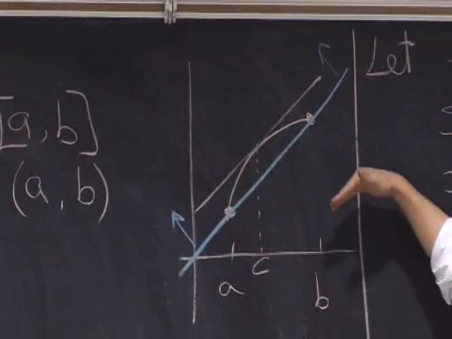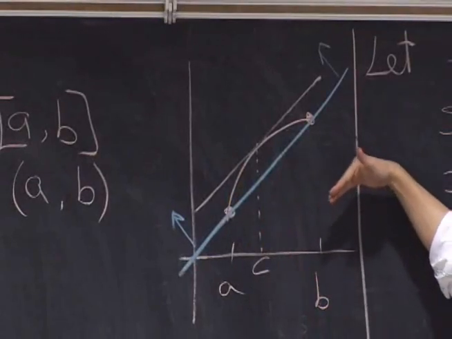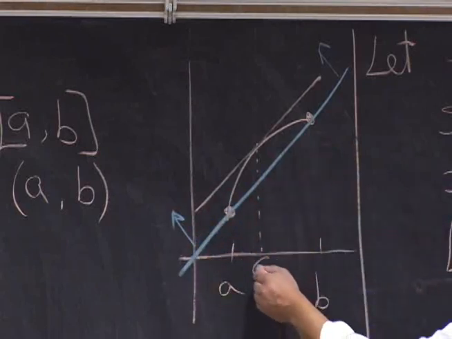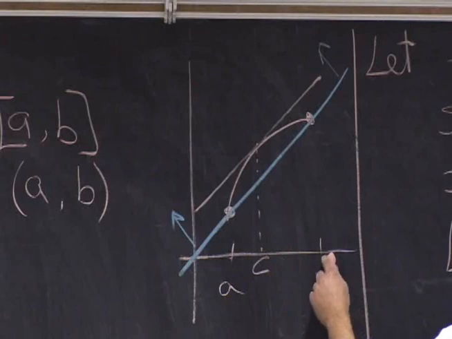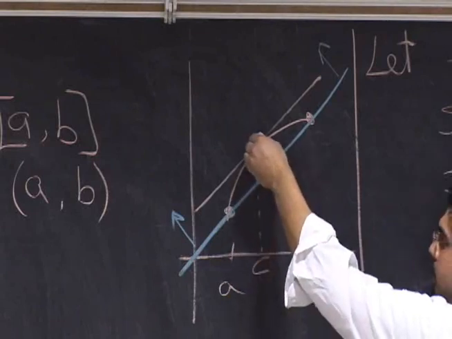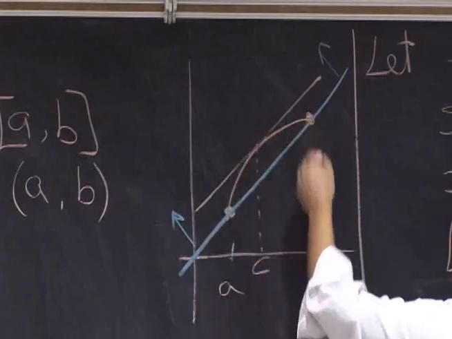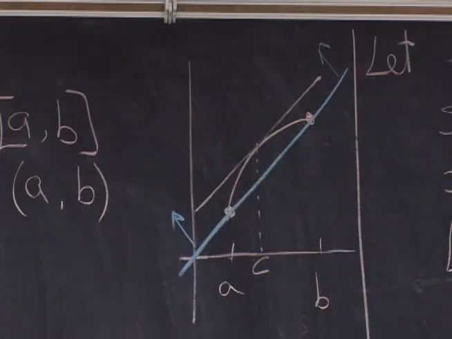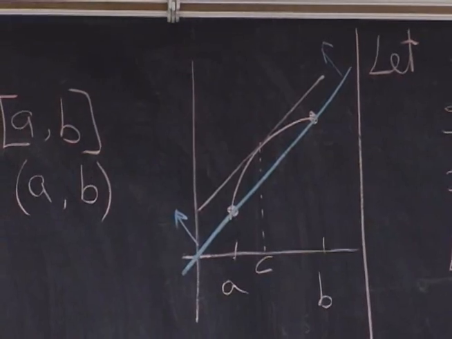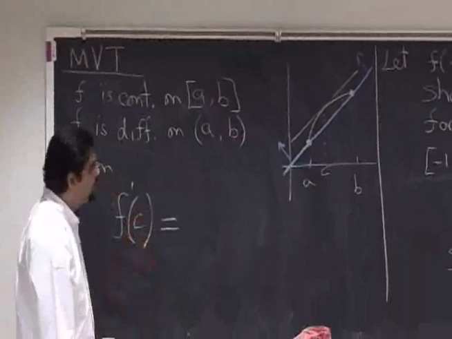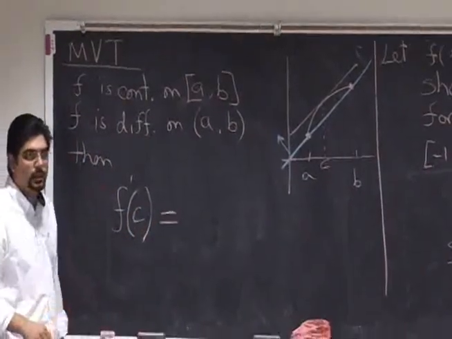So we could at least intuitively believe that every time we have this type of setup, we can find a point c between a and b at which the slope of the curve at that point is equal to the slope of the secant line that connects the endpoints of the curve. So that's actually the conclusion of the mean value theorem. That the slope of the tangent line at c is equal to the slope of the secant line.